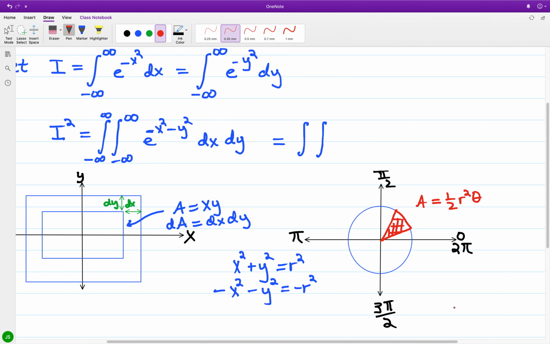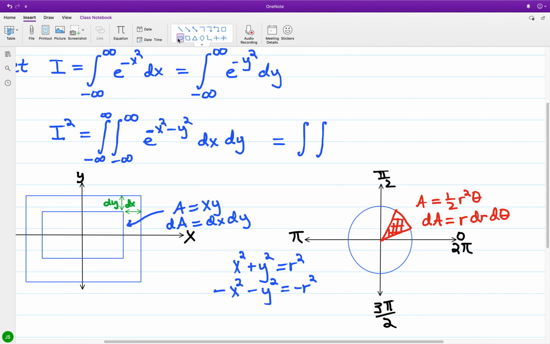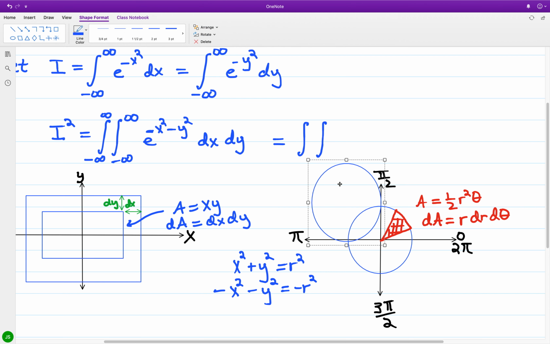And I'll write the differential on this. So we're going to have that change in area. It's going to be equal to 2 times 1/2, so that's going to be r dr. And we have the change in the angle. So we have the differential dA is equal to r dr d theta. And again, you're going to have this particular circle expanding out.